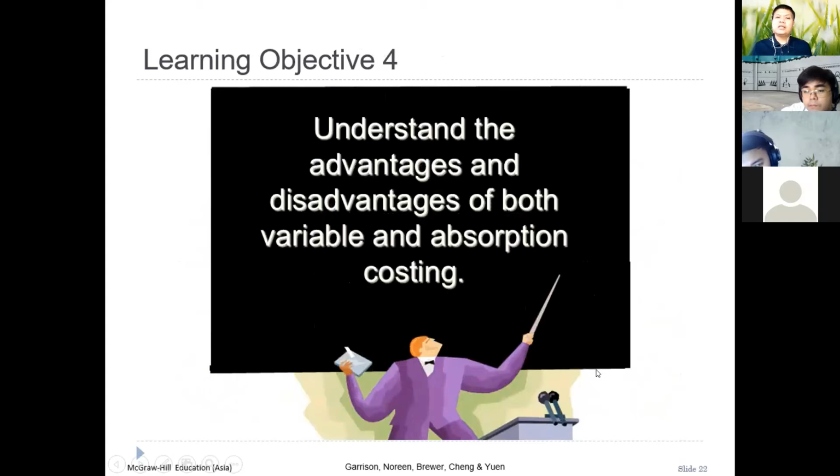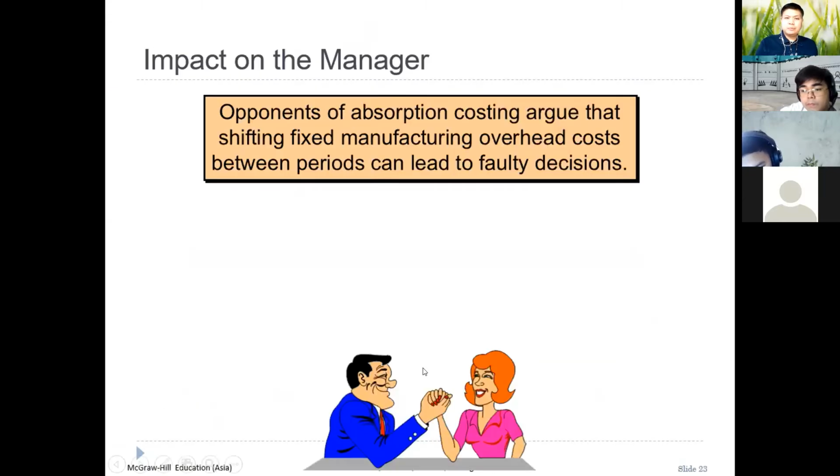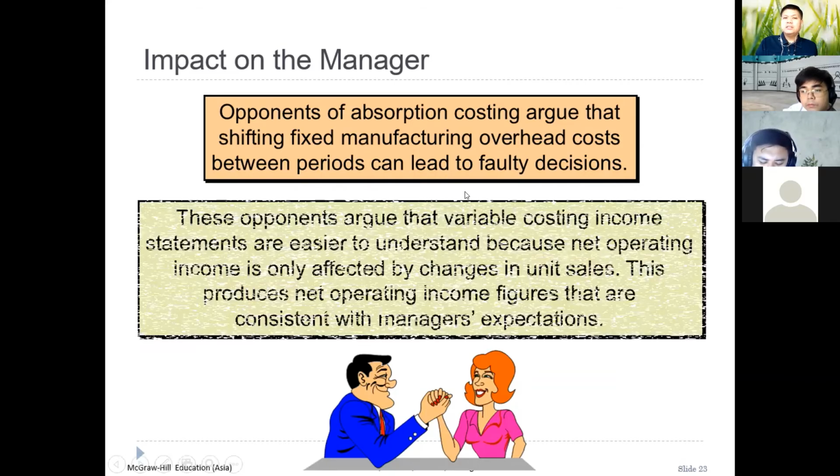Okay? Now, let us understand the advantages and disadvantages of both variable and absorption costing. The impact on the manager. Opponents of absorption costing argue that shifting fixed manufacturing overhead costs between periods can lead to faulty decisions. Kasi di ba yung overhead na fixed, nandun pa siya sa ending inventory eh. So, papasok pa siya sa succeeding period. Now, this tells us that the opponents of absorption costing argue that shifting fixed manufacturing overhead costs between periods can lead to faulty decisions.